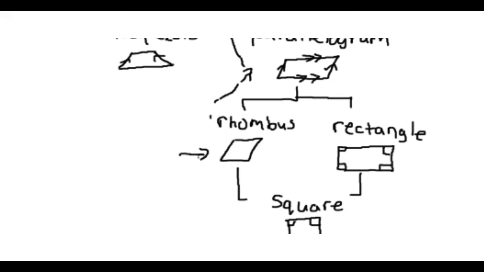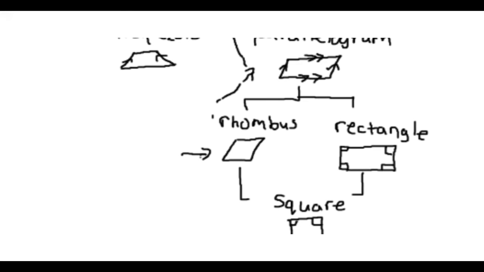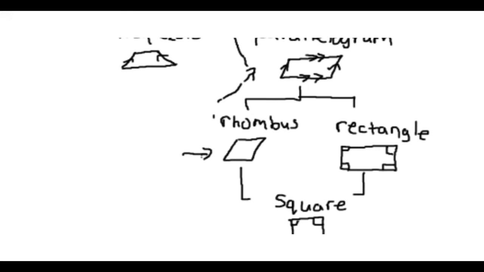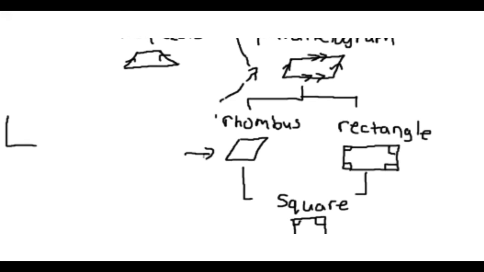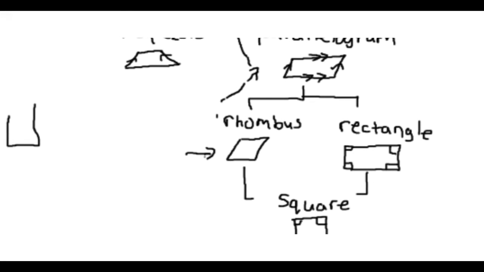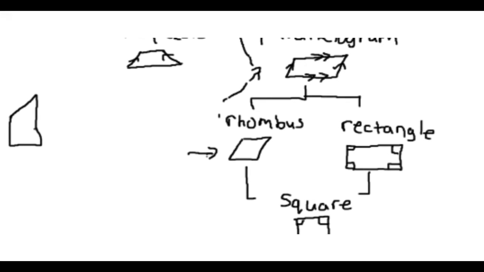Now, one property of quadrilaterals that I do want to discuss in this video, which is the last important property that you're going to need to know, is that the sum of all the interior angles of a quadrilateral will always be equal to 360 degrees. As you recall, for triangles, it was 180 degrees.